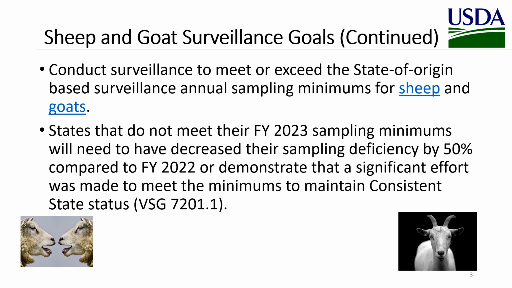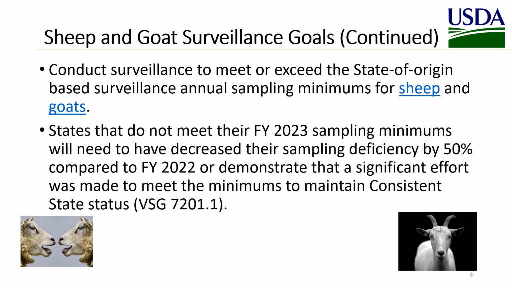Additional sheep and goat surveillance goals are to conduct surveillance to meet or exceed the state of origin-based surveillance annual sampling minimums for sheep and goats. States that do not meet their FY23 sampling minimums will need to have decreased their sampling deficiency by 50% as compared to FY 2022, or otherwise demonstrate that a significant effort was made to meet the minimums and to maintain consistent state status. Please see VSG 7201.1 for additional information on states not meeting their sampling minimums.